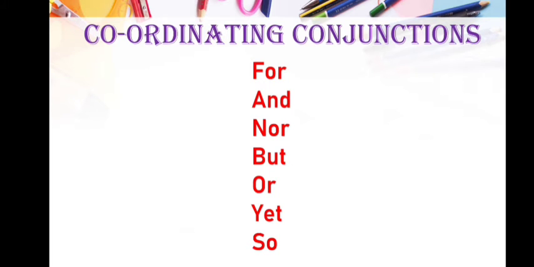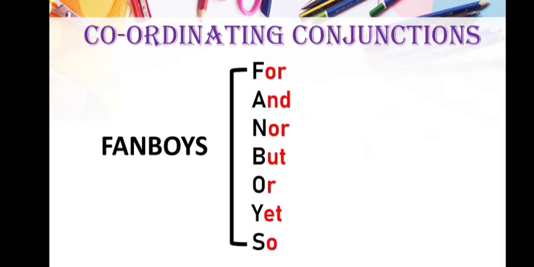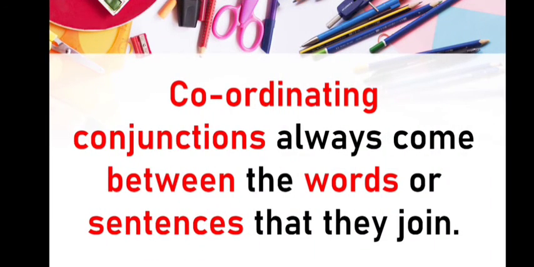For, and, nor, but, or, yet, so. These are coordinating conjunctions. You can learn them as FANBOYS. F for for, A for and, N for nor, B for but, O for or, Y for yet, S for so. Coordinating conjunctions always come between the words or sentences that they join.